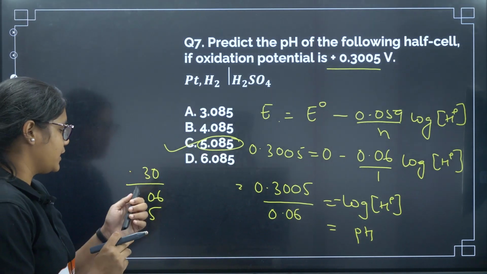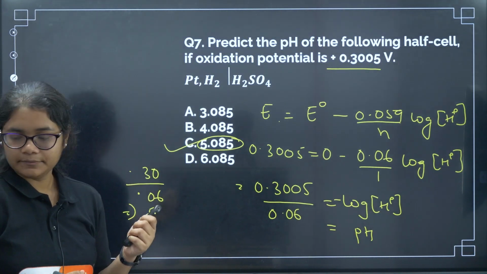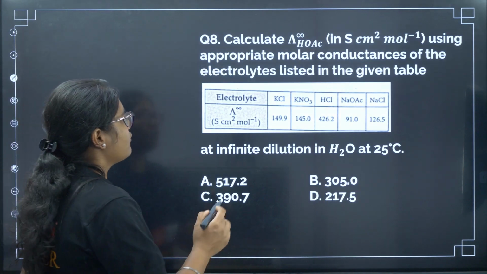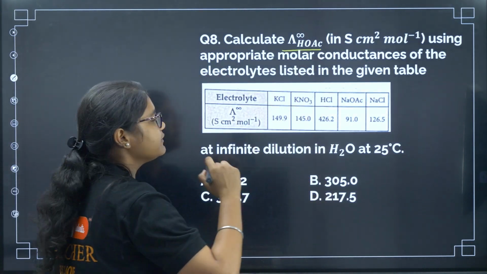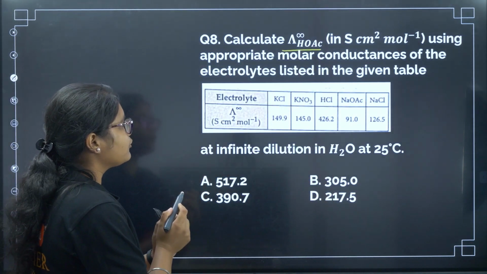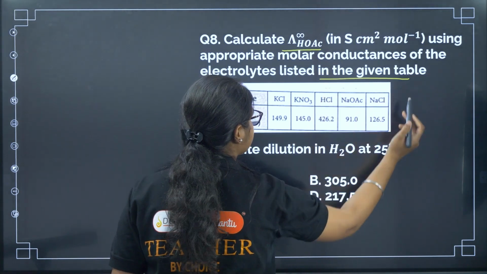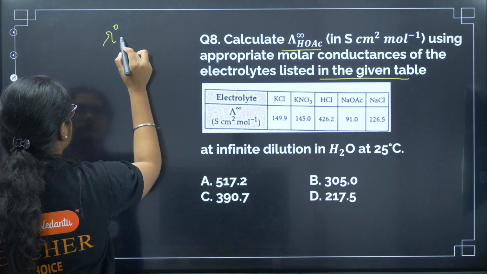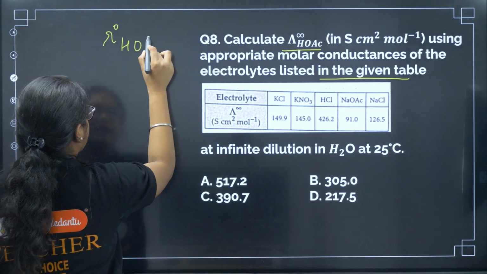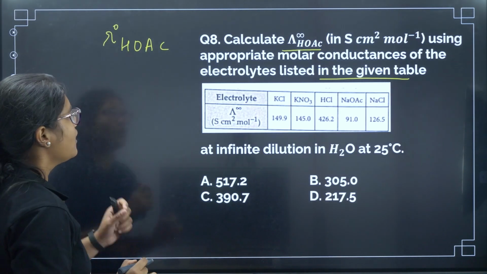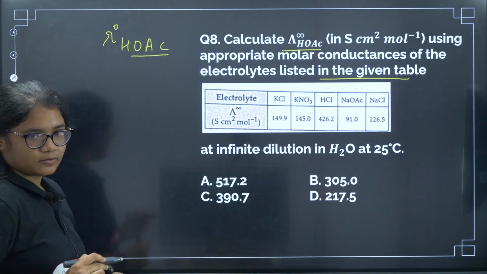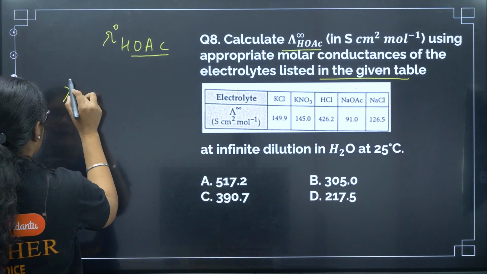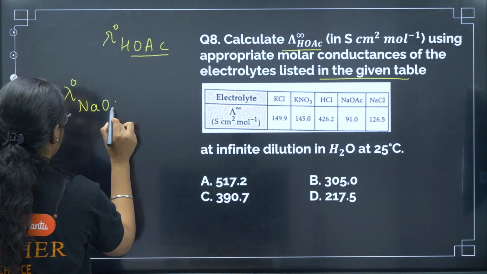Okay. So now let us see the next question. Calculate the value of infinite molar conductance using the appropriate molar conductance of the electrolytes given in the table. So the question is given, we have to find for HOAc. Okay, so first you find where this OAc part, the acetate ion, is present: in NaOAc. So I'll take lambda of NaOAc.